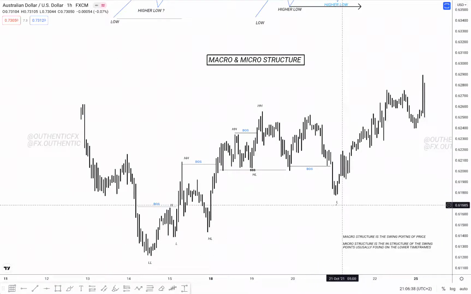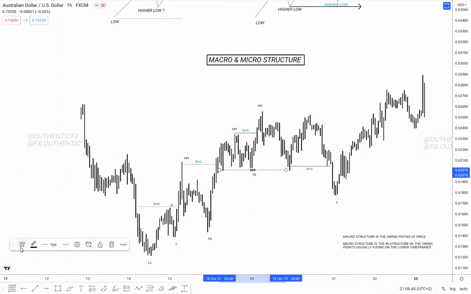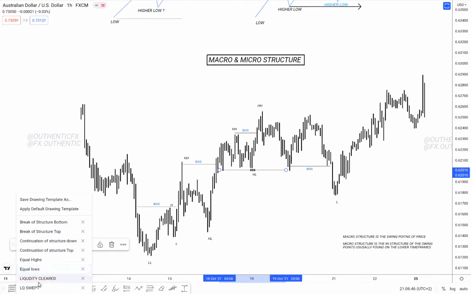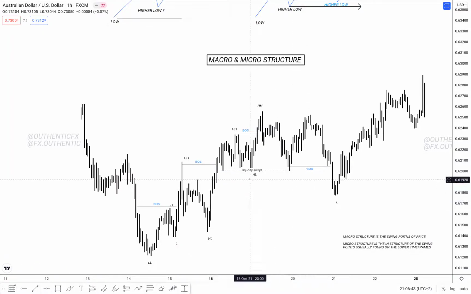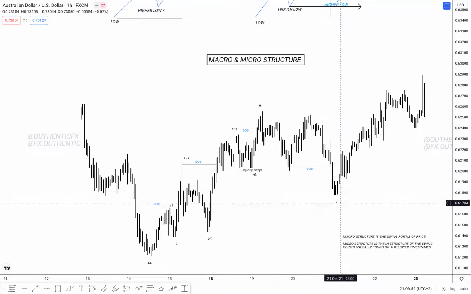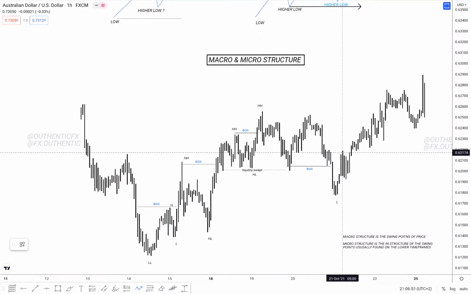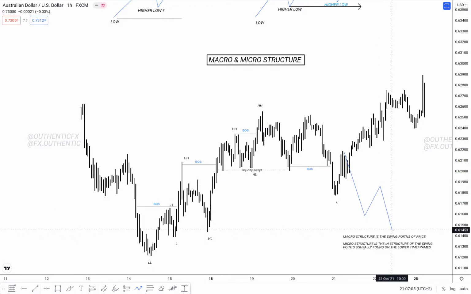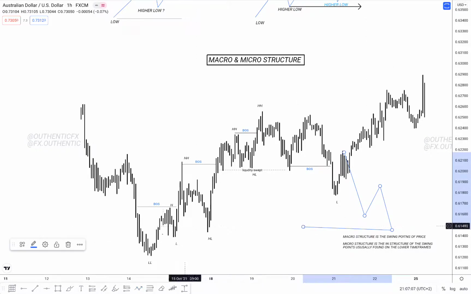So now what happens now? Now we want to see, okay, cool. Since we created this low which swept liquidity, we need to see if this low is going to create a lower high and then from here follow through to create that lower low, lower high, bam, bam, bam. But instead that does not happen, right?